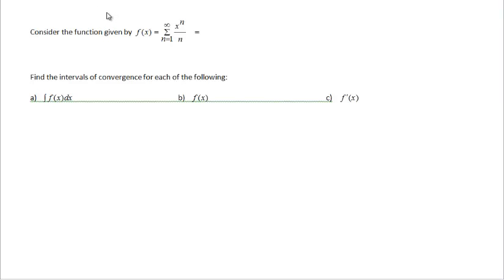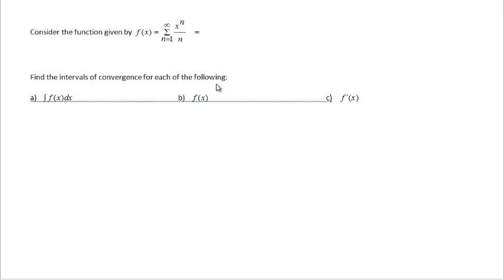On the back of your notes, we're going to find the interval of convergence for a function, its derivative, and its antiderivative. And this is the function defined by this power series that we're going to be working with. All right, so finding the intervals of convergence for each of the following.